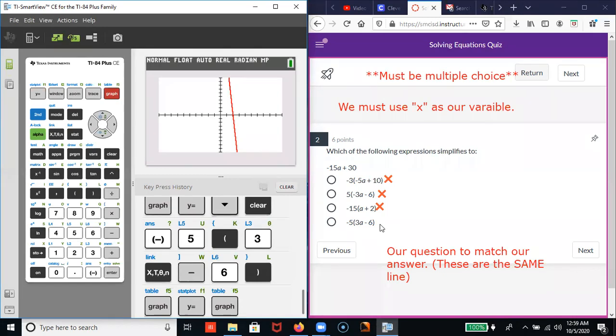And that is how, with a multiple choice question, you can figure out the simplified version. If they're equal, they're the same. So that means it would be the simplified version. You graph your question, graph your answer choices, and you look for the one that's the same. Remember, this must be a multiple choice question to simplify an expression, and you must use variable x. Hopefully this helps. Have a great day.